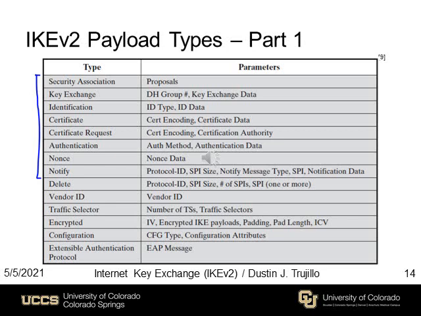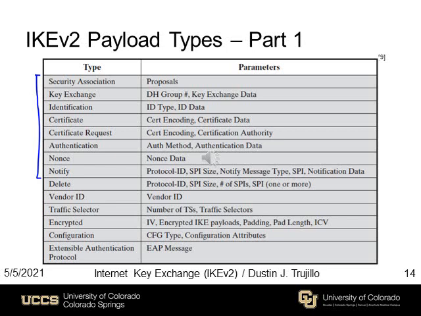Moving on to the third type, which is identification. The identification payload is used to determine the identity of communicating peers and may actually be used for determining authenticity of information. Typically, the ID field will contain an IPv4 or IPv6 address.